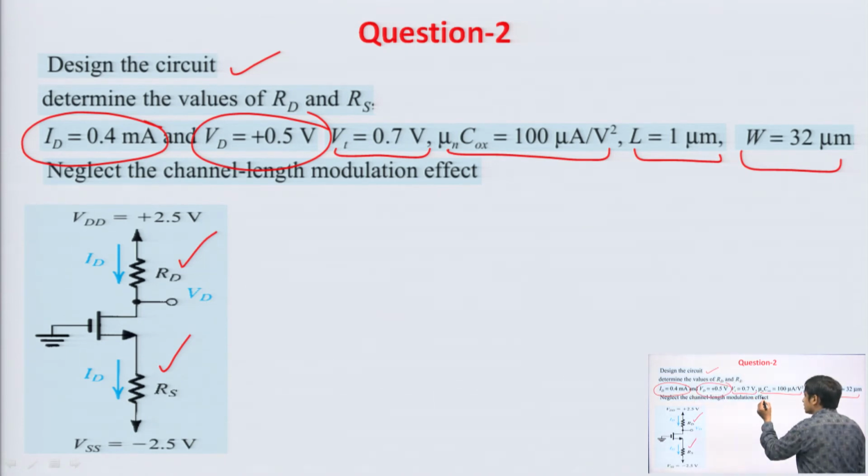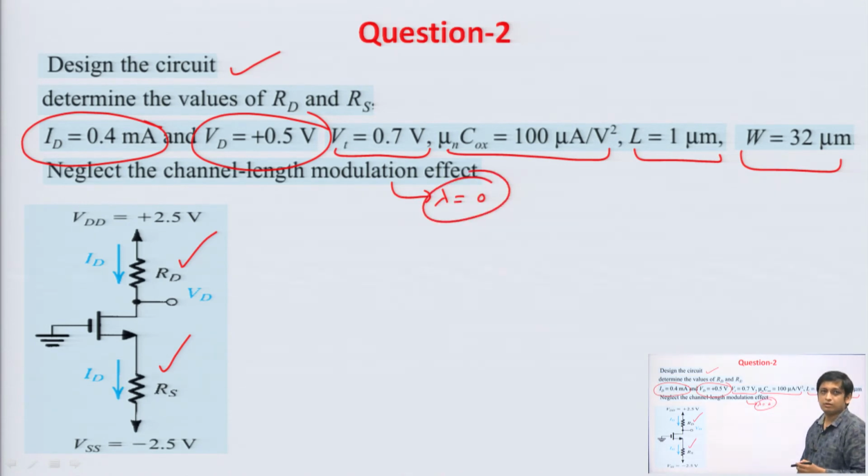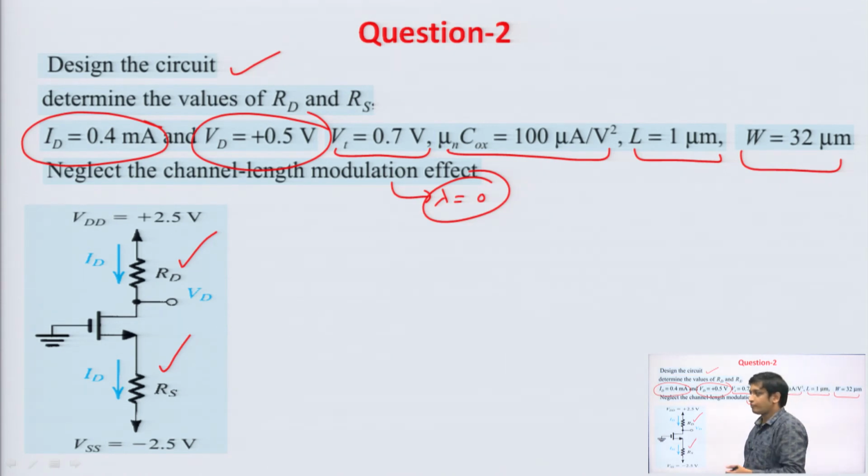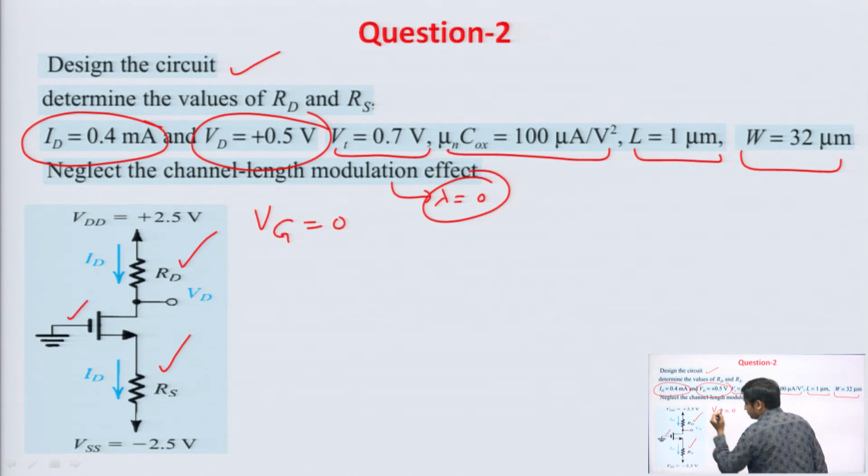If we are neglecting the channel length modulation effect, it means that lambda is equal to 0. Now, just see how we find out the region of operation. From the circuit, just write down a few things at the start. When you start doing problems based on circuits, it is a better way to write in your copy. When you write, then things will be more clear.